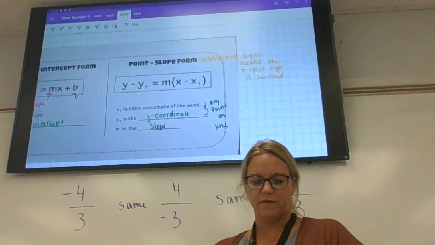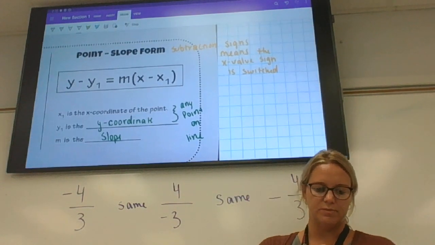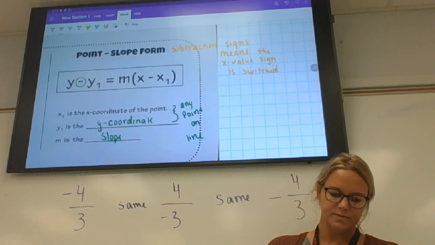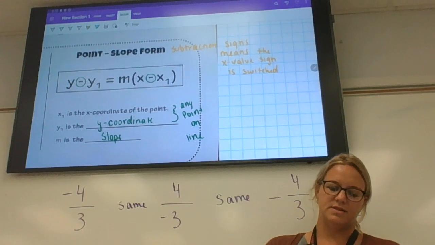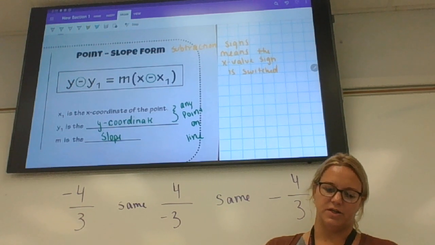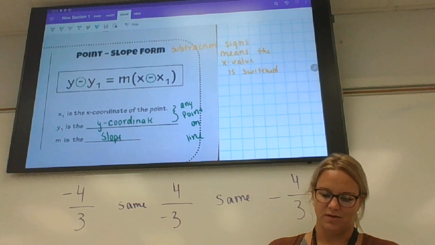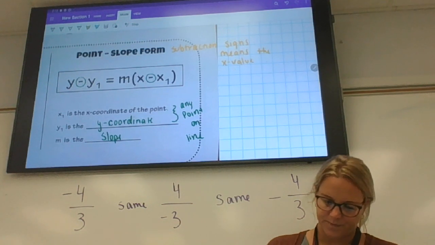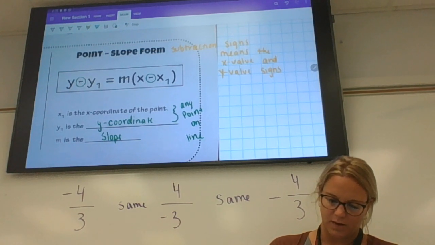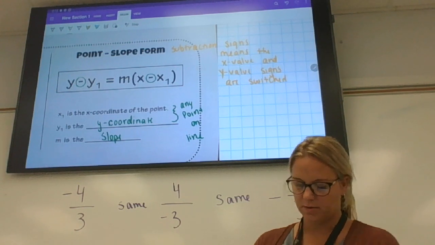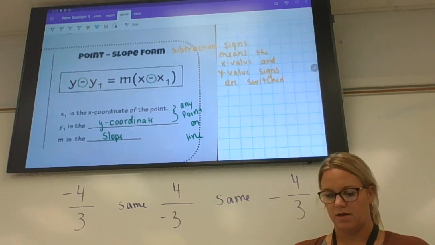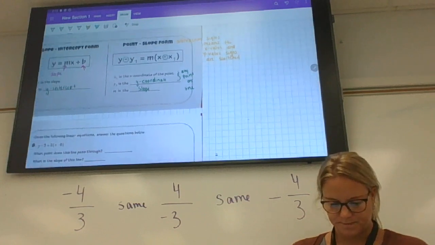So just be really careful. The subtraction signs in point slope form mean that the x value and y value sign is switched. I don't know if you want to write that, but I'll show you what I mean here on our examples.